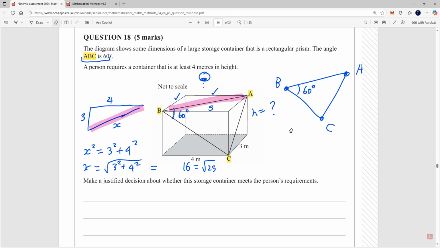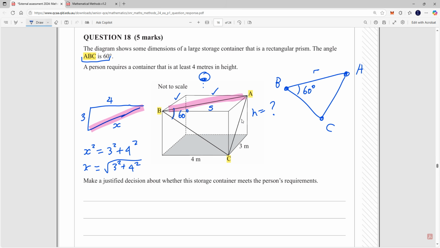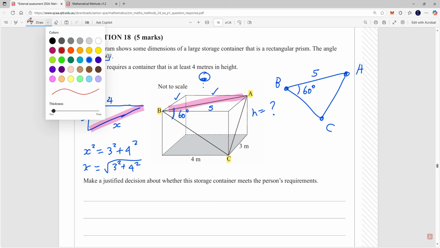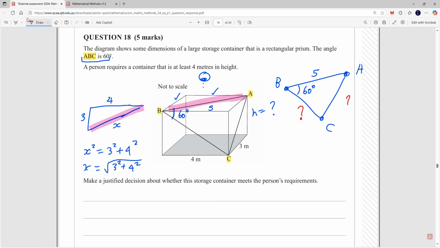Now I'm just going to rub that stuff out. I'll leave that working there on the side so you can refer to it, but we know that's 5 now. Great. We still have no idea what this is, and we don't know what that is. Now, how I know to use a triangle like this is they wouldn't have given this triangle here in the first place if we didn't have to use it.